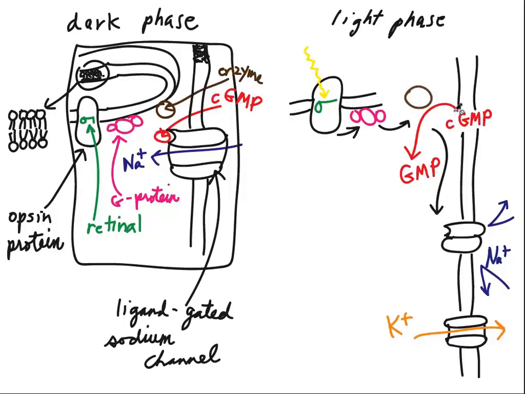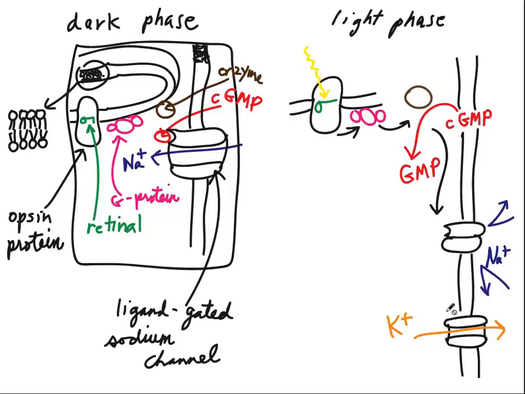Phosphodiesterase breaks down cyclic GMP, converting it to GMP. GMP does not fit in the binding site of the ligand-gated sodium channel. Therefore, these channels begin to close, making it impossible for the sodium to enter the cell through them.